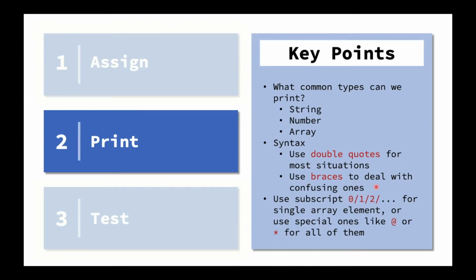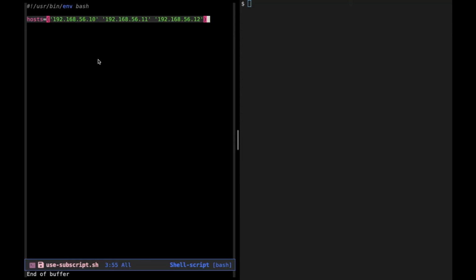Syntax number 3. Use subscripts to print array elements. There are two cases. If you just want to print a single element, you should use index numbers like 0, 1, 2, etc., while using @ or * for all of them. Say we have an array that holds a few IPs, and if we use index 0, we'll get the first IP, index 1 for the second, and so on. Oh, and in the array case, you should always put braces around your variables, or Bash could not find variables named hosts0, hosts1, etc.